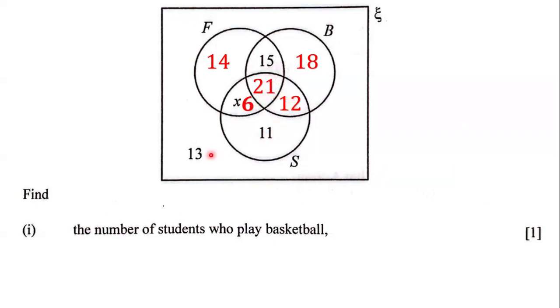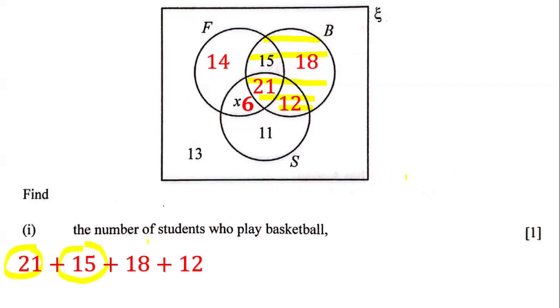Now they want us to find the number of students who play basketball. Well, the number of students who play basketball is in this particular circle. And so that means that we have 21 plus 15 plus 18 plus 12, and we have to add them together. So that's 21, 15, 18, and 12. When we add them together, we get 66. So the number of students who play basketball is going to be 66.